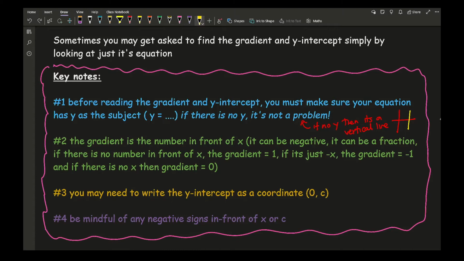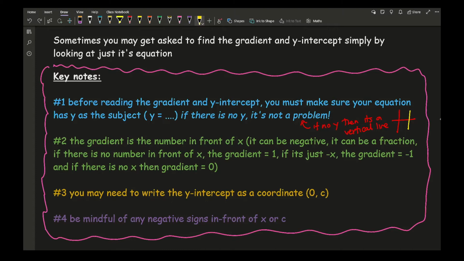If you can see a negative x, then the gradient is going to be -1. And if there is no x, then the gradient is going to be 0. And then point 3 is that you may need to write the y-intercept as a coordinate. So again, just double check the question, and you might need to write the y-intercept as a coordinate. And again, I'll go through some examples of what I mean by that.